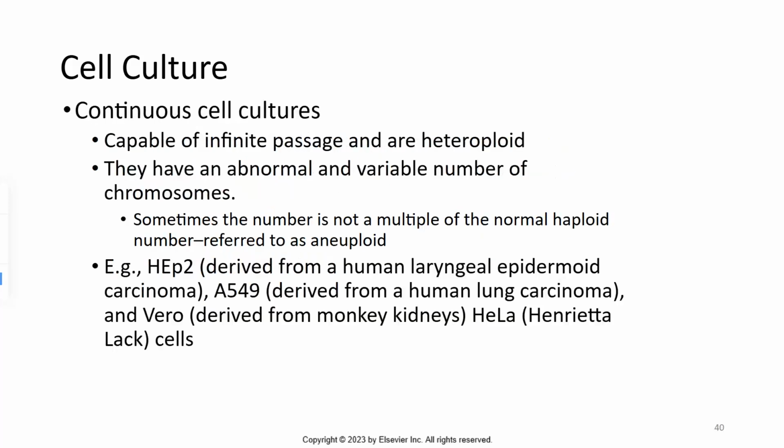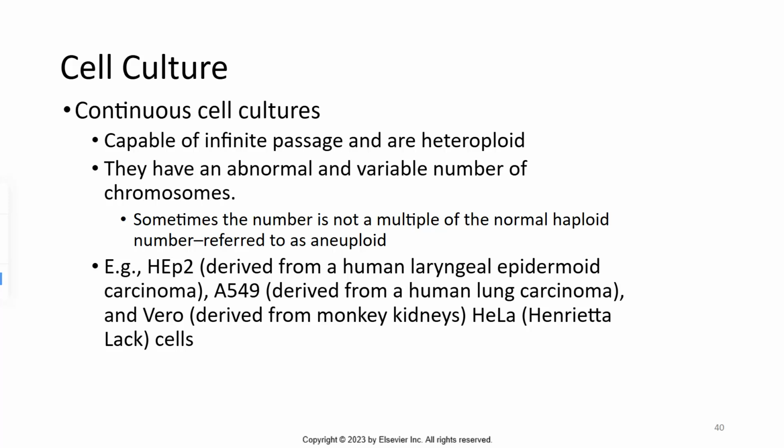Continuous cell cultures are capable of infinite passage and are heteroploid. They have abnormal and variable numbers of chromosomes. Sometimes the number is not a multiple of the normal haploid number. It's referred to as aneuploid. Examples include HEp-2, derived from human laryngeal epidermoid carcinoma; A549, derived from human lung carcinoma; and Vero, derived from monkey kidneys. HeLa is another one that I added there, Henrietta Lacks cells.